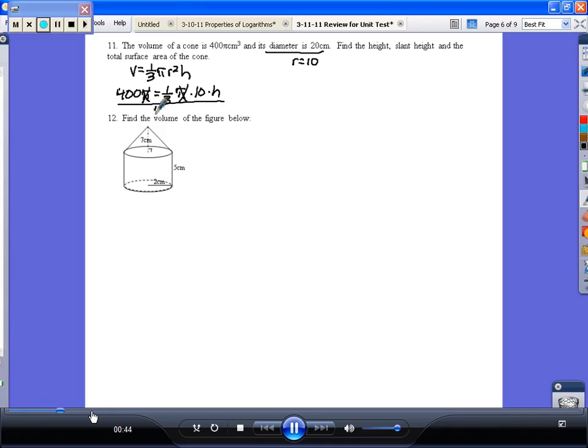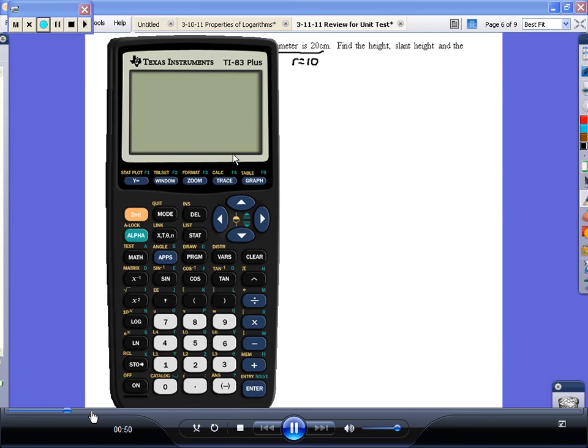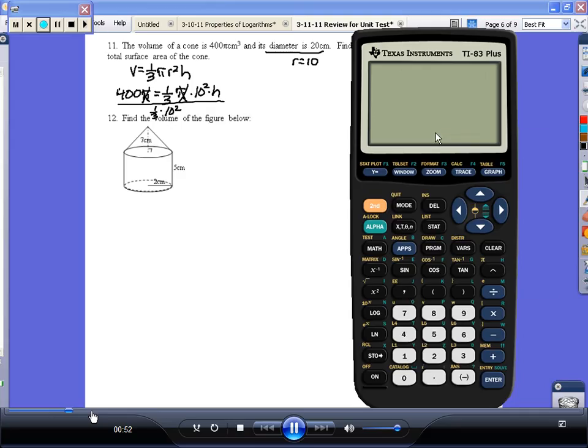Pi is on both sides, so cross it out. Divide both sides by 1/3 10 squared. And again, you can put that whole thing into your calculator. So you can take 400 divided by, use parentheses. You need a double parenthesis, the one parenthesis for the 1/3, and then times 10 squared and end it. Okay, if you want to simplify each part, you can, but again, it's just easier to put in one string into your calculator than to try and simplify it part by part.